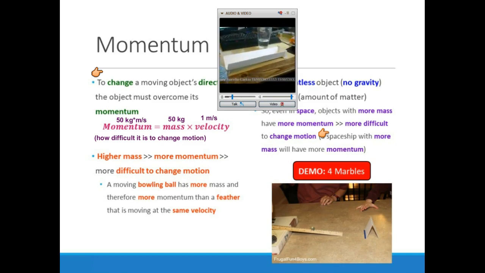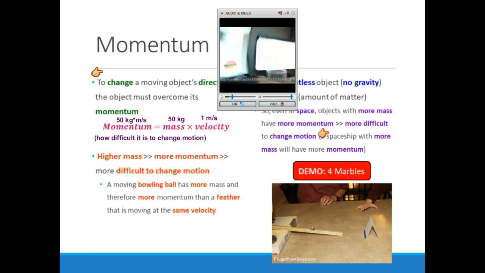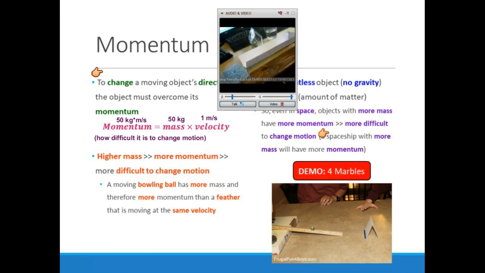Okay, so I have 4 different types of marbles. They're all different masses. All right, let me open this really quick. Sorry for my crazy video skills. It's a little bit hard with one hand available. Okay, so right here I've got a tiny, tiny little marble, so very little mass.